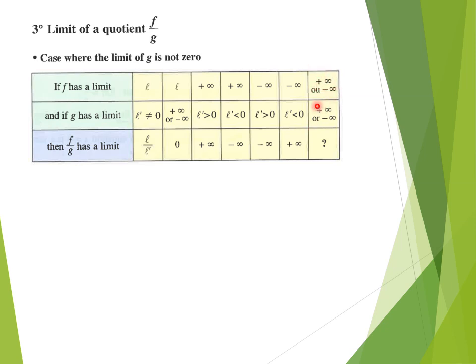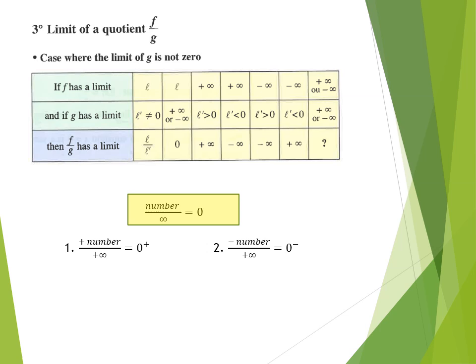Do you think I cross them out and I get 1? Of course not, because it's not a number that I know. So also it's an indeterminate case. Before we continue, you have to know that a number over infinity is 0. A positive number over plus infinity is 0 plus. A negative number over plus infinity is 0 minus. A positive number over minus infinity is 0 minus, and a negative number over minus infinity is 0 plus.